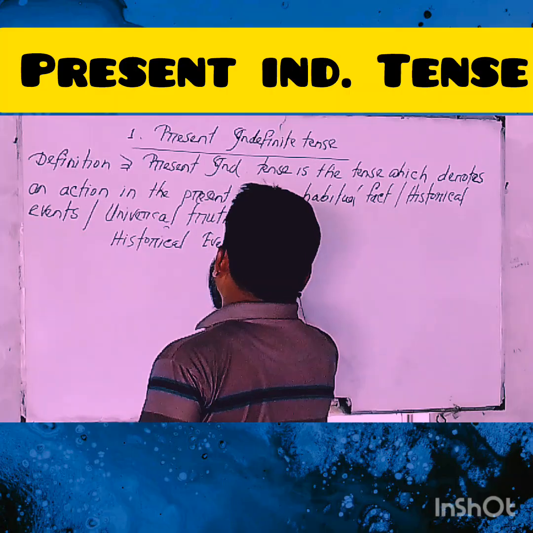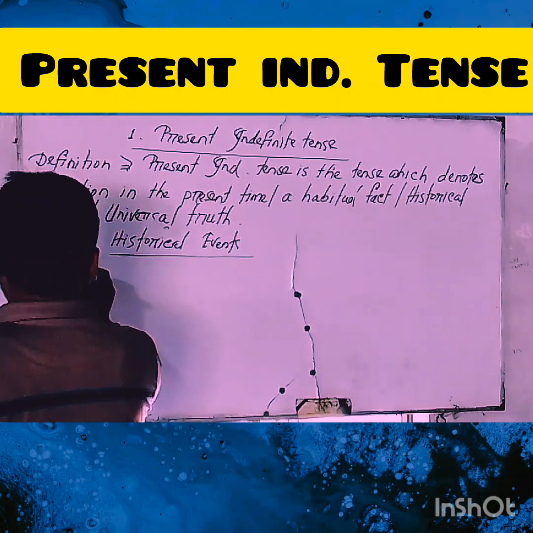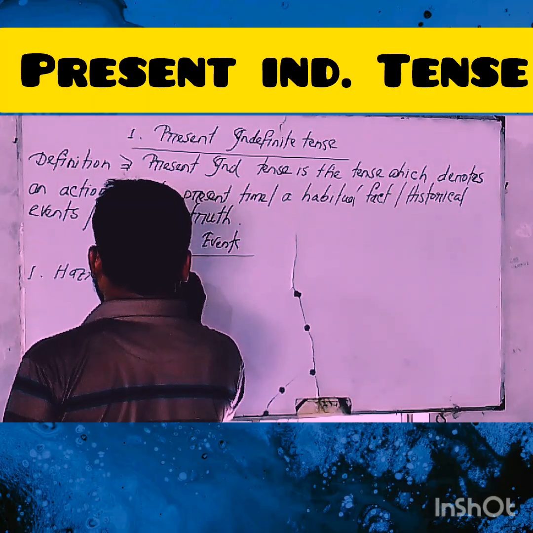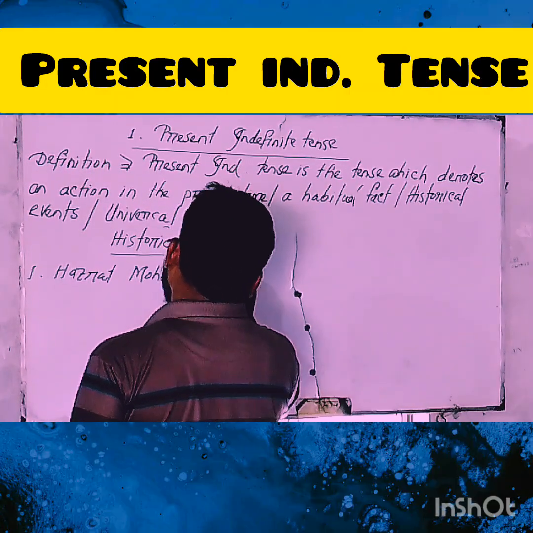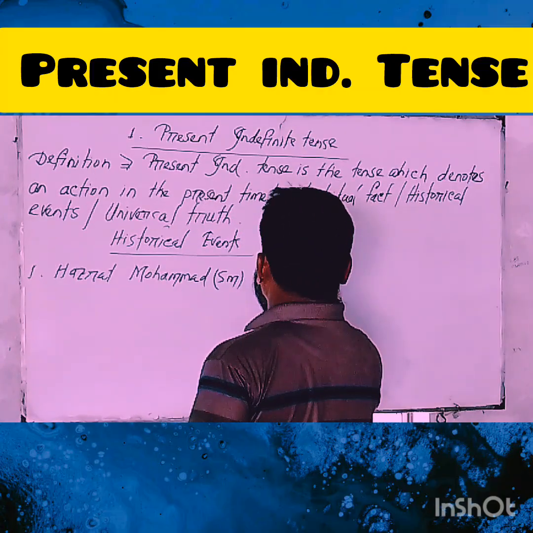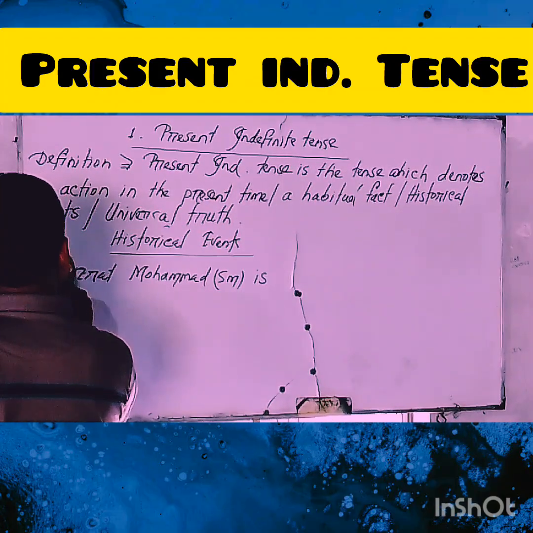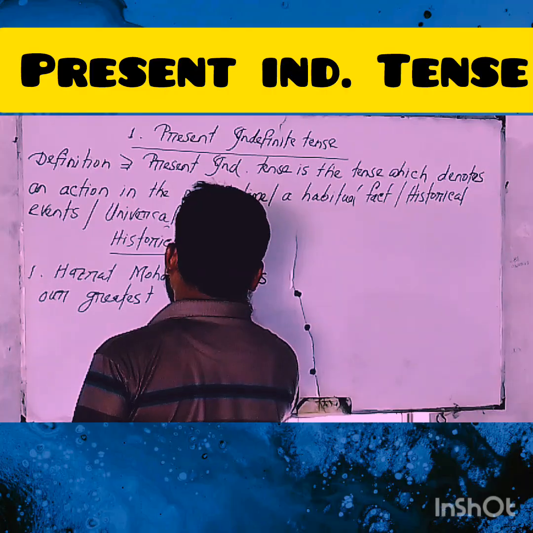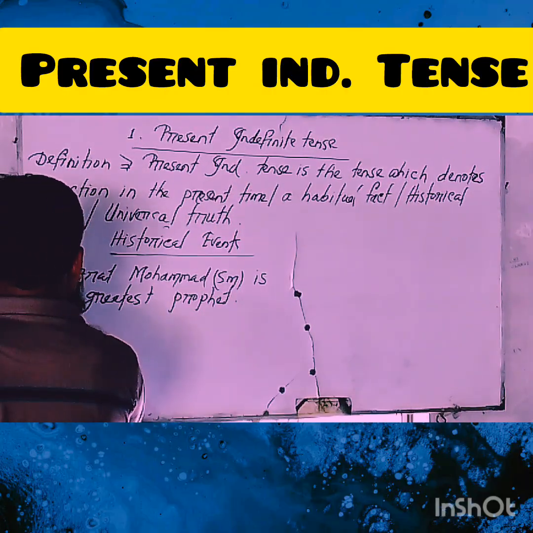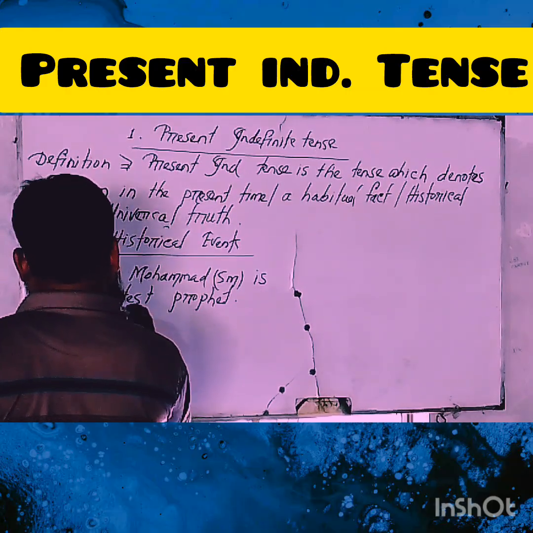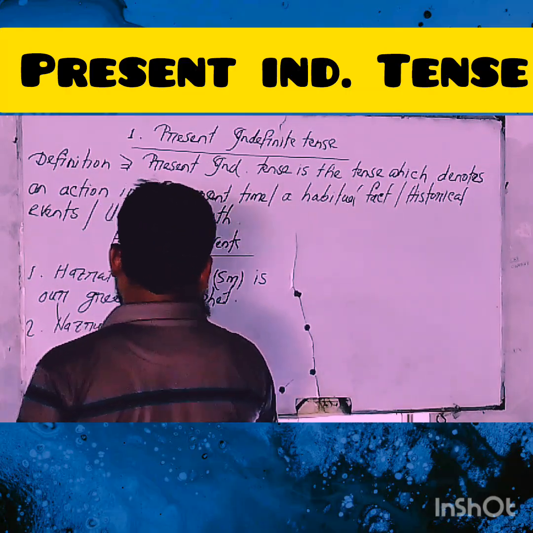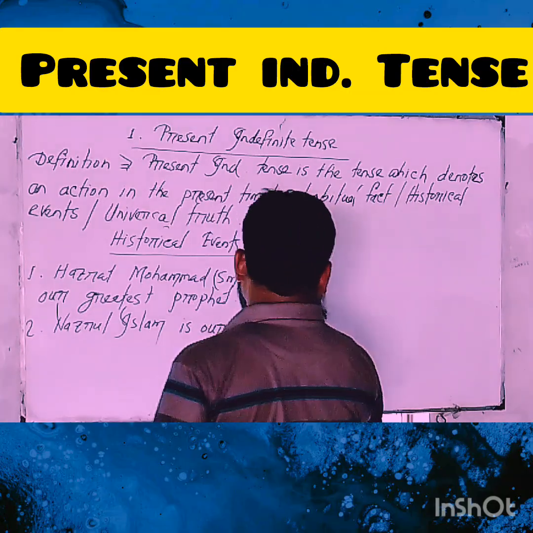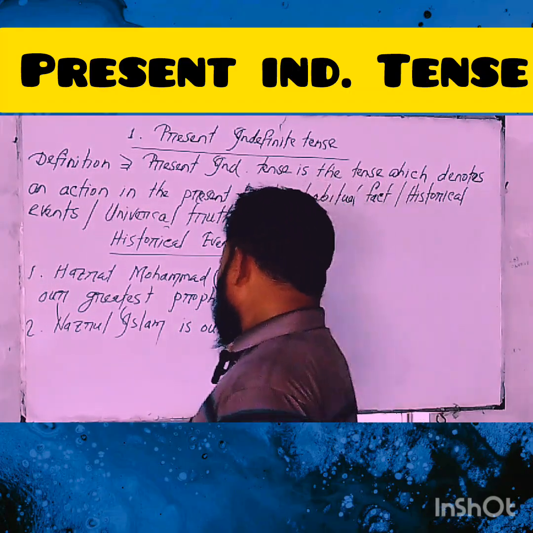So, my dear learners, take a look at the board and try to understand. Historical events. Number one, Hazrat Muhammad Sallallahu Alaihi Wasallam is our greatest prophet. Nazrul Islam is our national poet.